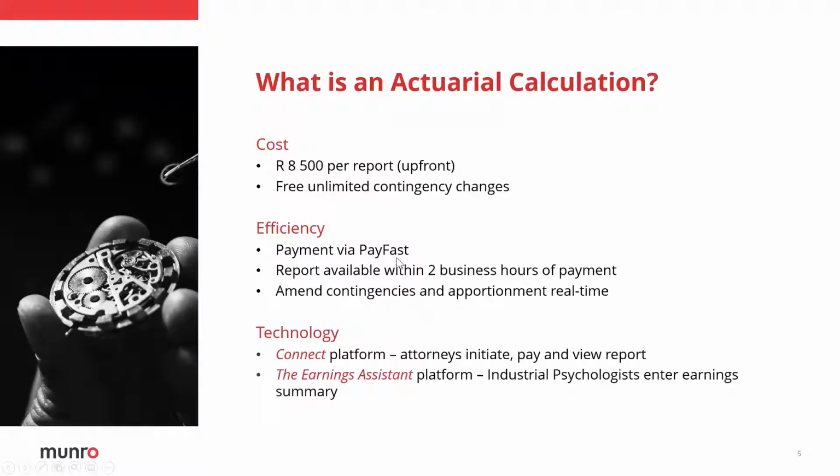The other bit of technology that is required is the earnings assistant. Now, this is the platform that is used by the industrial psychologists, and they will enter the earnings summary, which is really the numbers that come out of their report that we as actuaries look for. Dean will talk to this more, but there is a move towards including a quantification table within an industrial psychologist report. And the earnings assistant is a platform that enables them to do that. And we require that to be entered in order to get an actuarial calculation. You will see this in detail as we go through the demonstration.